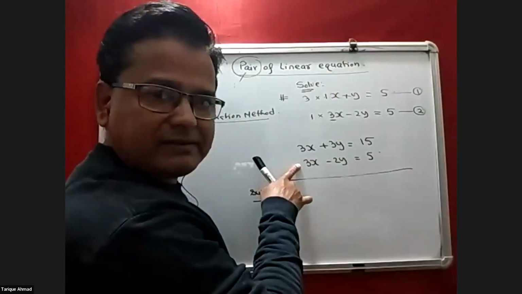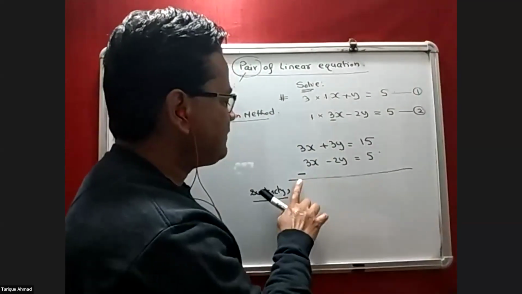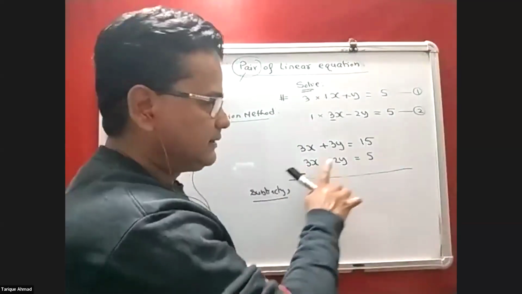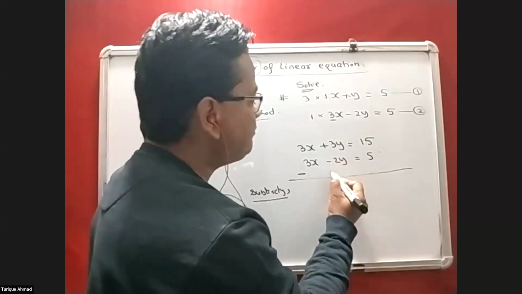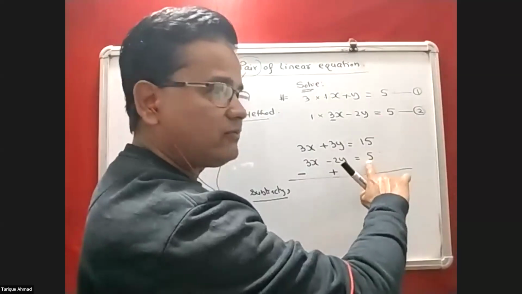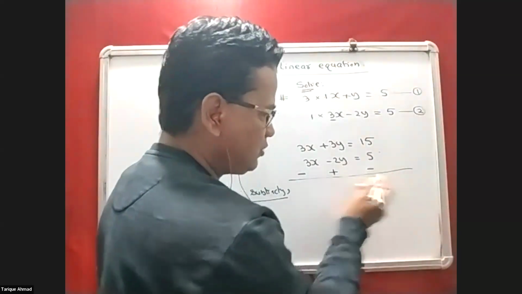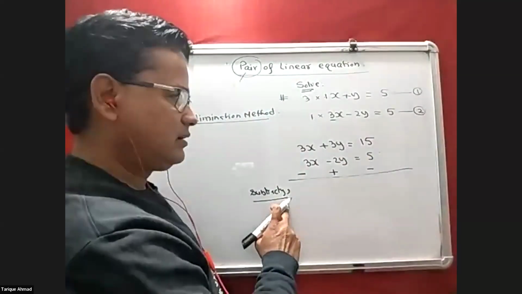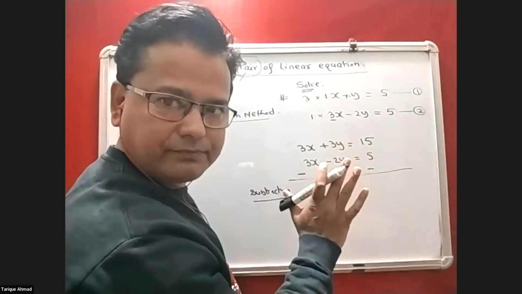So its sign is plus now, so its new sign will be minus. We have to show it here. Its old sign was minus, so its new sign will be plus. Its old sign was plus, so we have to show minus here. Because in case of subtracting, we have to change the sign of the bottom equation.